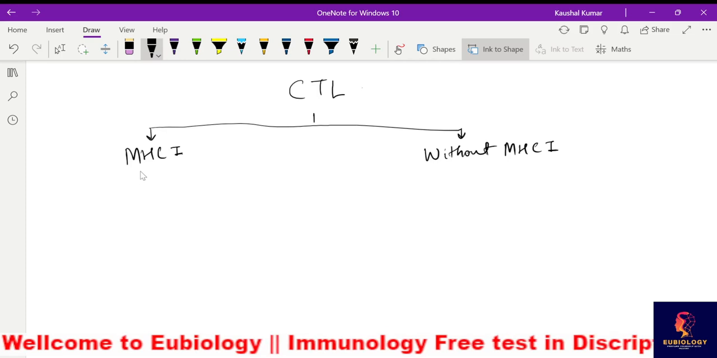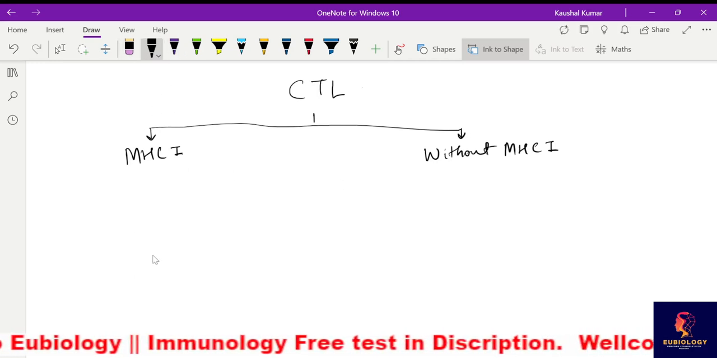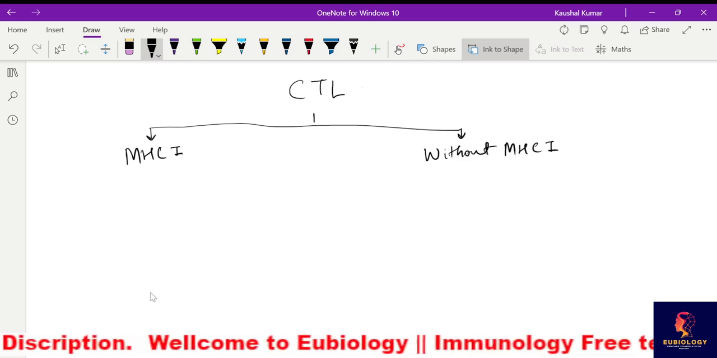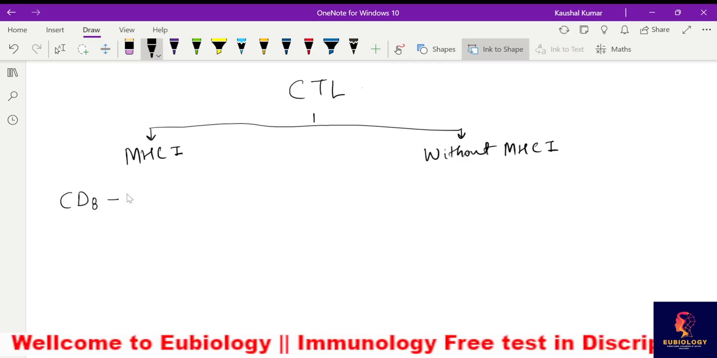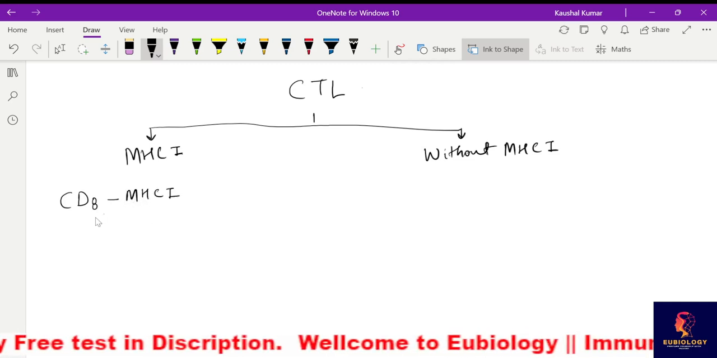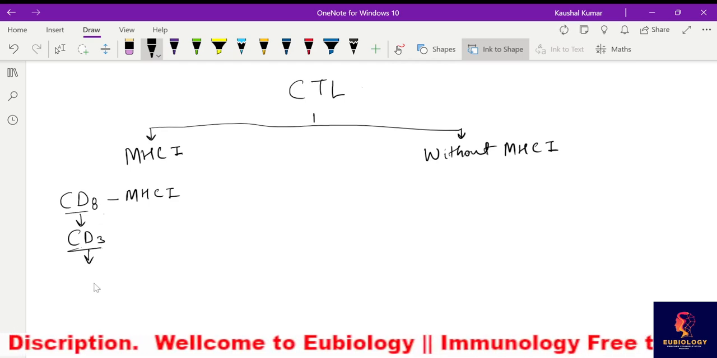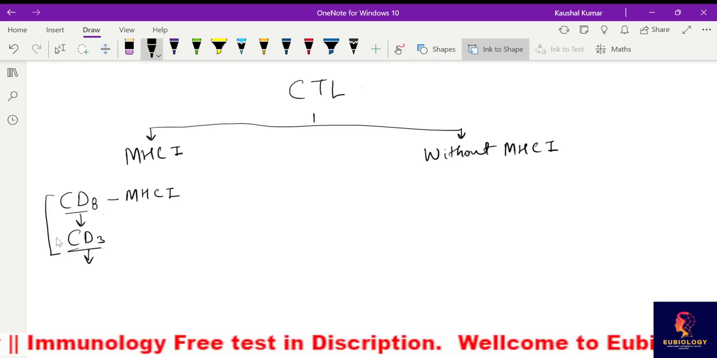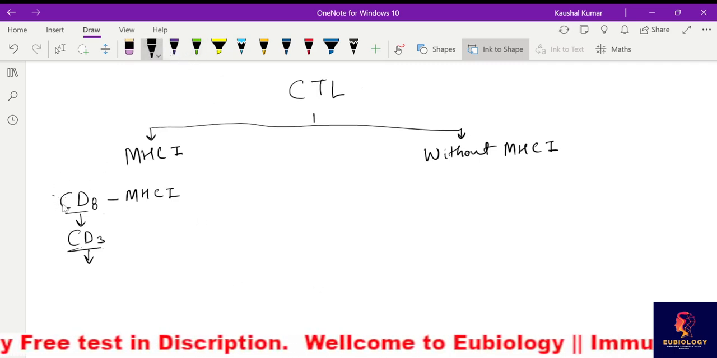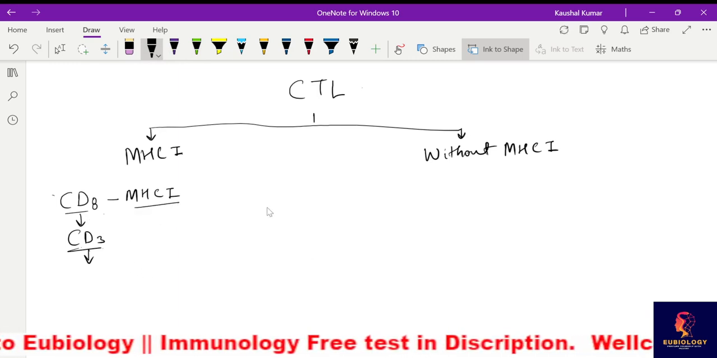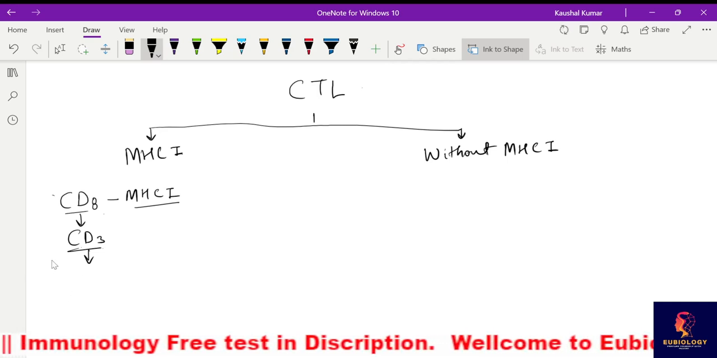If it is killing a cell by the class 1 MHC molecule, it will interact with the CD8 and with the MHC class 1, and this CD8 will give the information to CD3. These are surface proteins only, on the cytotoxic T cell, and this will be on the target cell. CD3 will be acting and it will help in degranulation.